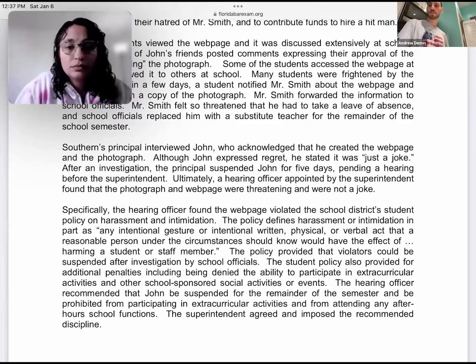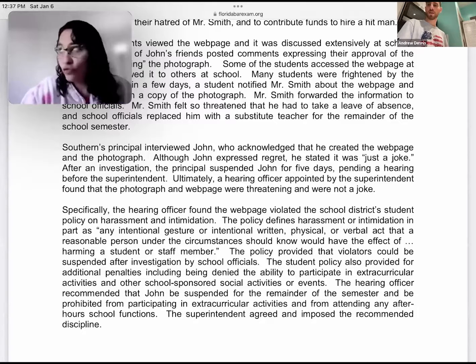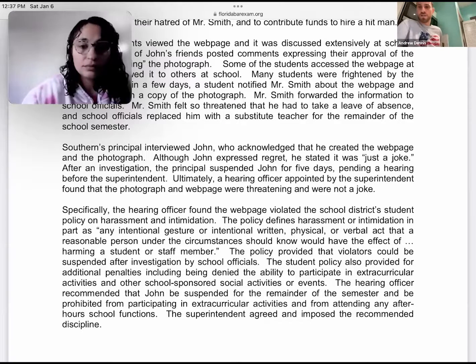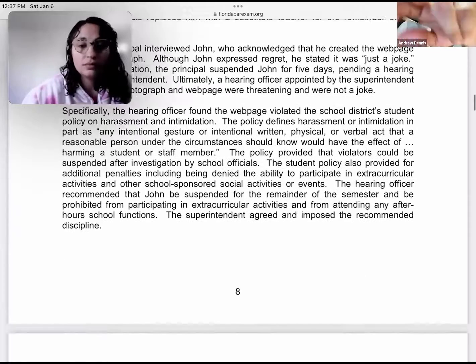The policy defines harassment or intimidation in part as any intentional gesture or intentional written, physical, or verbal act that a reasonably prudent person under the circumstances would know has the effect of harming a student or staff member. What's wrong with that policy? It's vague, and I agree. What is it even saying? The policy provided that violators could be suspended after investigation by school officials. It provided for additional penalties, including being denied the ability to participate in extracurricular activities and other school-sponsored social activities or events. The hearing officer recommended that John be suspended for the remainder of the semester and be prohibited from participating in extracurricular activities and from attending after-school hour functions. The superintendent agreed and imposed discipline.